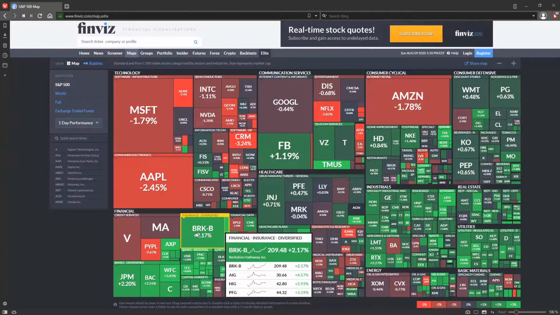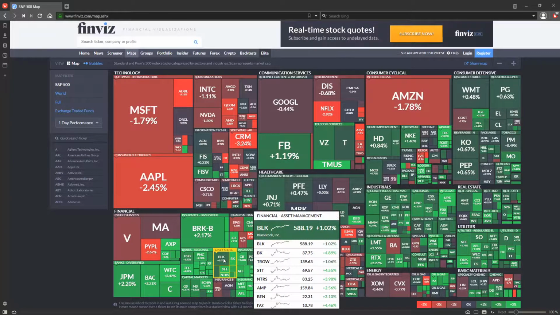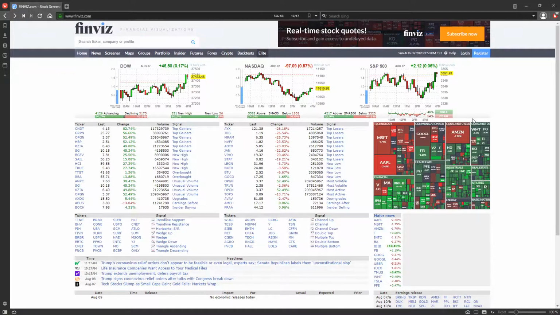And you can click on each one of the groups right there, and it pulls out kind of the chart on the right. So this is pretty much the rundown on Finviz. Just go check it out, finviz.com. It's a pretty cool place.